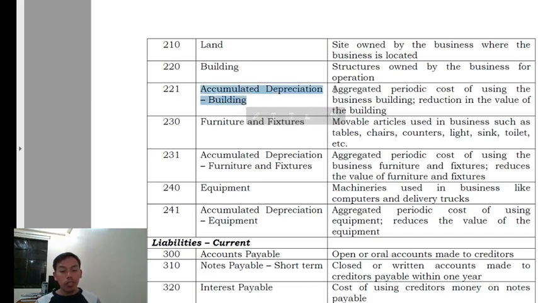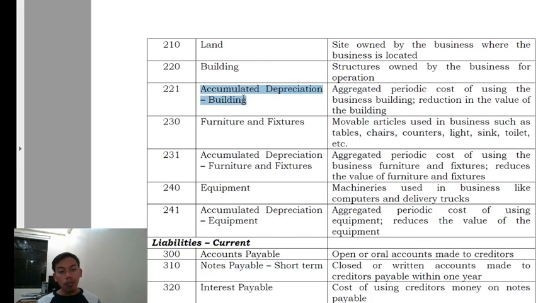What is accumulated depreciation? These are aggregated periodic costs of using the business building. Reduction in the value of building. Why? Because of its continuous use or its wear and tear. O let's say naglalagas na or nasisira na because of nature, natural causes, or medyo nasisira. In this case, those are accumulated depreciation. Nag-e-expense yung other parts of the building. So, that pag pinagsama mo yan, aggregated kasi, that is called the accumulated depreciation.